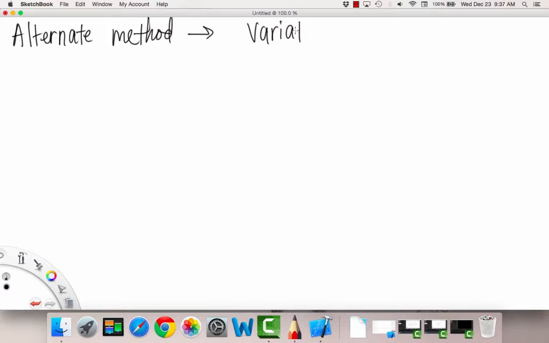So now I'm just going to introduce an alternate method that you could use. Some people find it easier, some people don't. I personally like the integrating factor method more, because that comes up in later, more advanced problems as well. So anyways, here is the alternate method. It's called variation of parameters. Sounds kind of cool, right?